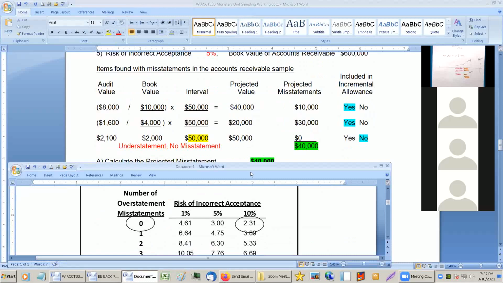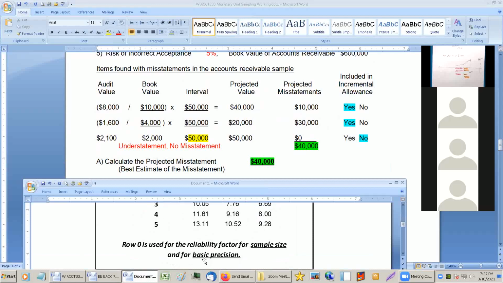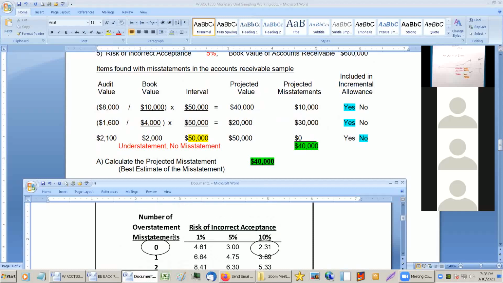Well, the reliability factor now, here's the thing: for sample size and for basic precision, we use row 0. So we're going to use row 0 for our reliability factor and for basic precision. Now, if you think about it, basic precision is for when there's no errors. So that's why it's at row 0.